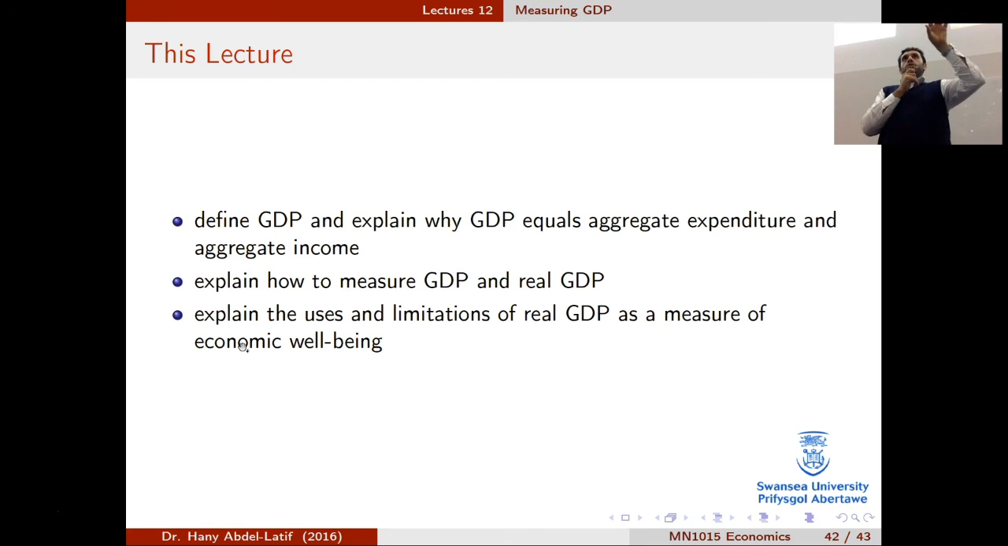So remember, this equation will stay with us for a while: Y = C + I + G + X - M. These are the sum of the expenditures, where C is the consumption expenditure. And at the end, we looked at the limitations of real GDP as a measure of economic well-being.